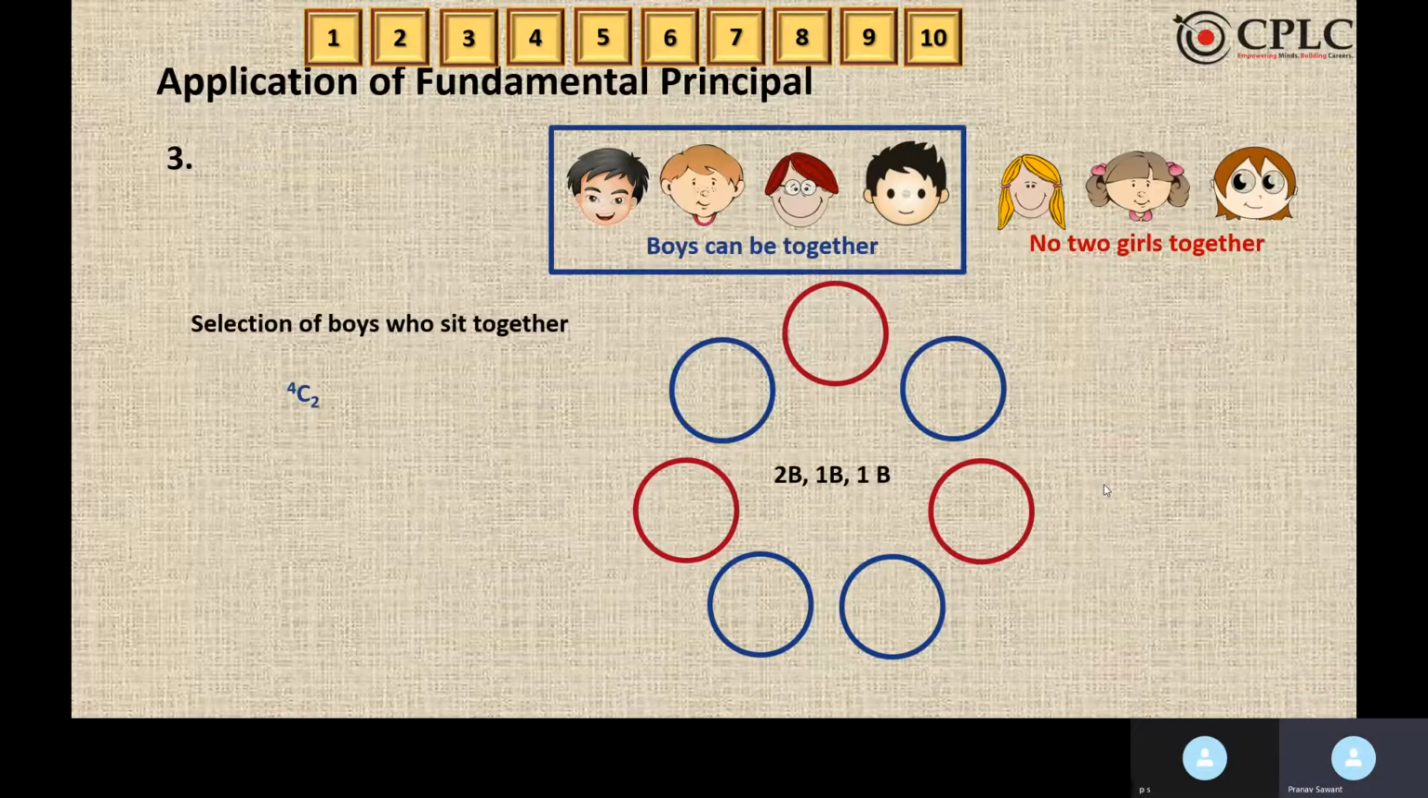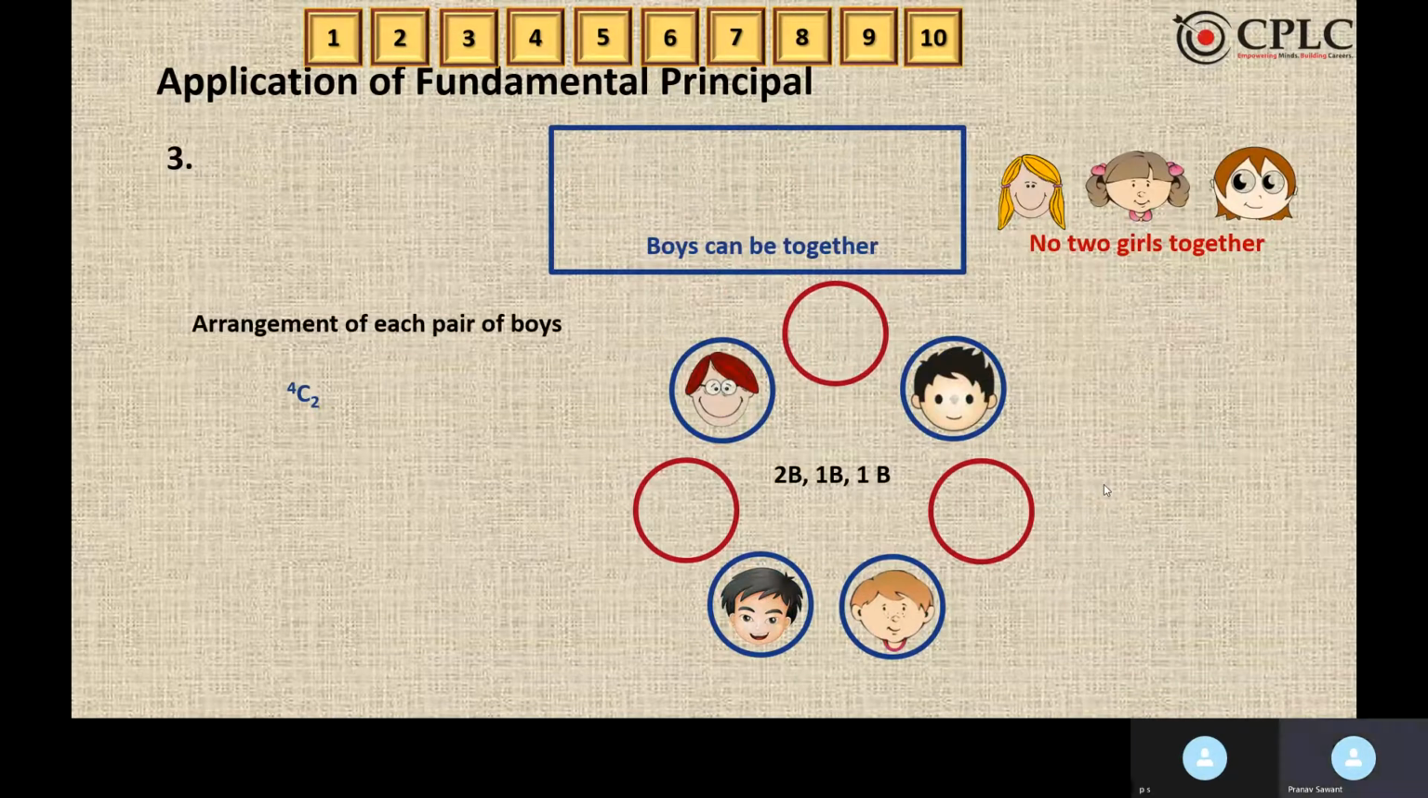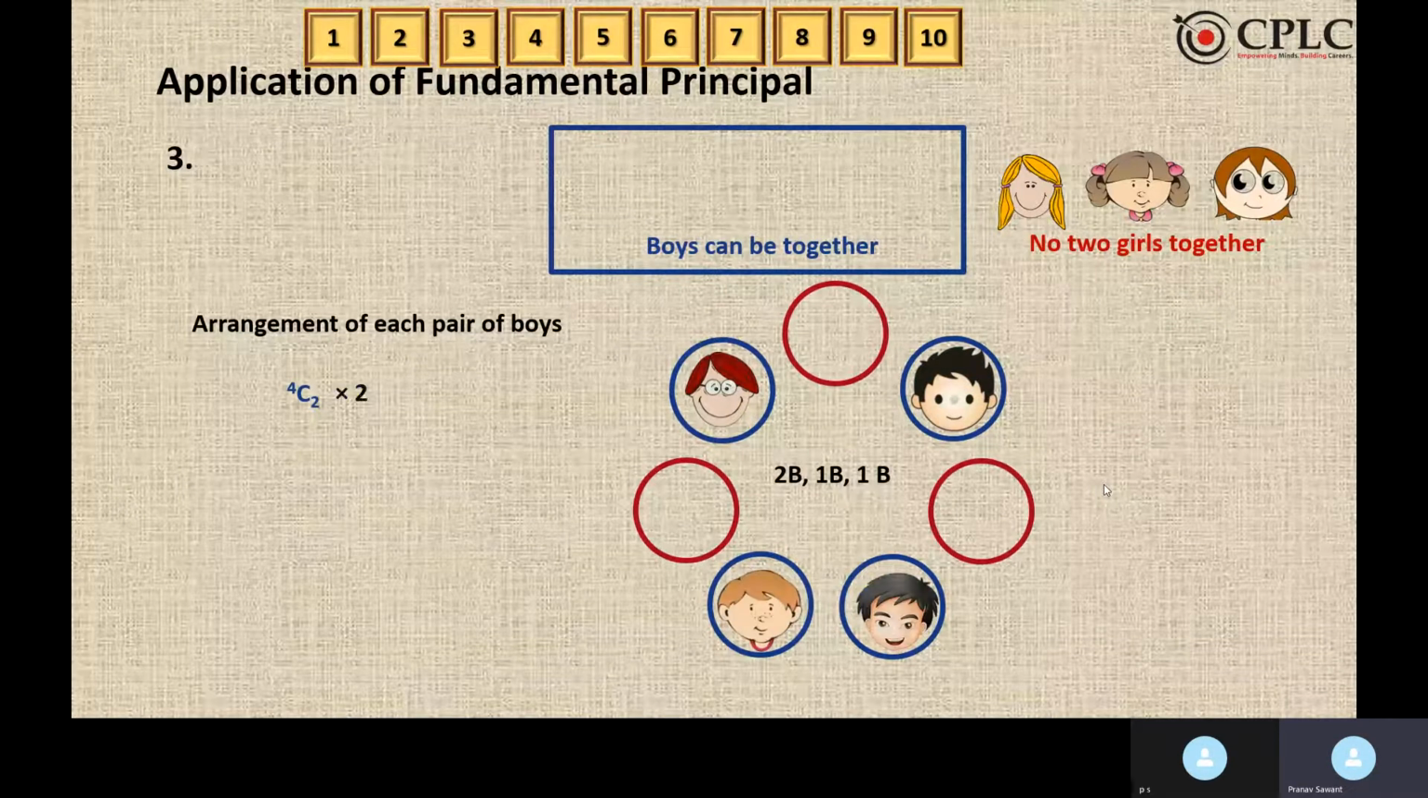So what we'll do is we'll select the boys who sit together. There are 2 boys who are going to sit together. So hence we can say that we'll select 2 boys who are sitting together. So it is going to be 4C2. Now seat the other 2 boys and arrange each of the pairs of boys. They can sit interchangeably, so it is going to be into 2. Also into 2 because there are 2 pairs. For one pair we'll do into 2, for the second pair we'll do another into 2.